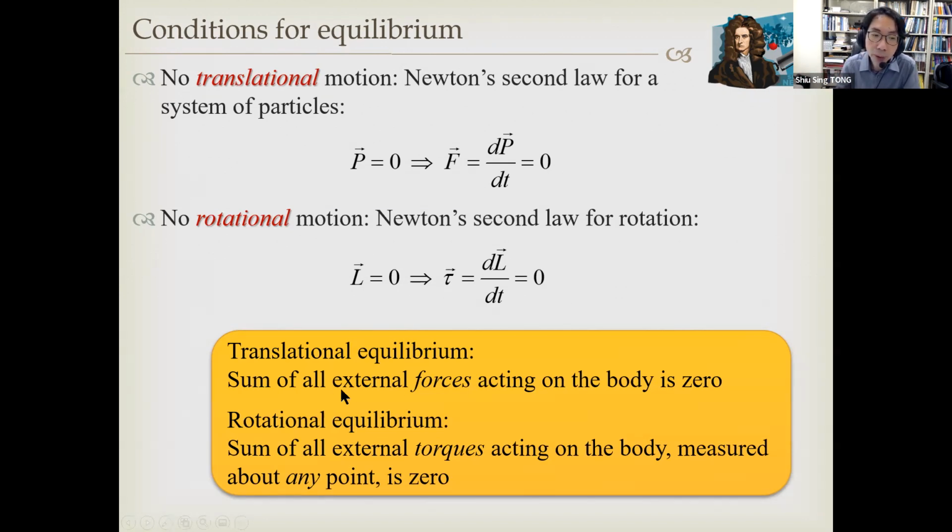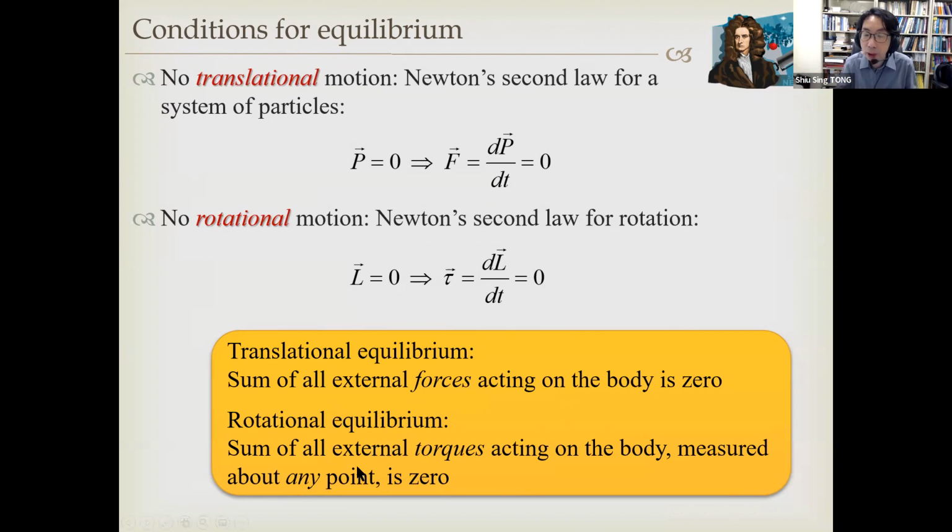So you have two conditions now. The first condition is for translational equilibrium: the sum of all external forces acting on the body is 0. So it is not acted on by a net external force. There may be internal forces, no problem, but the total external force acting on the object, the vector sum of the external forces, will sum up to 0.